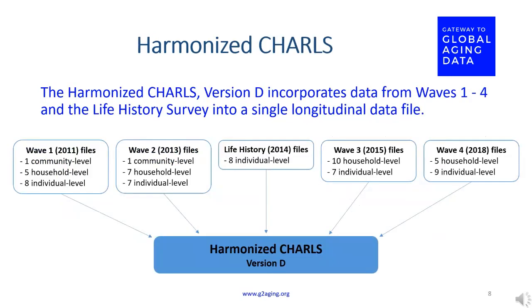We have just finished completing version D of the Harmonized CHARLS, and it incorporates data from waves 1 through 4 and the life history survey of CHARLS into a single longitudinal data file. This version will be available for download soon. As you can see from the slide, one of the many benefits of using the harmonized data is that instead of dealing with 68 different files to look at people who have been part of CHARLS for all 4 waves, you can use one file which has this information already combined.